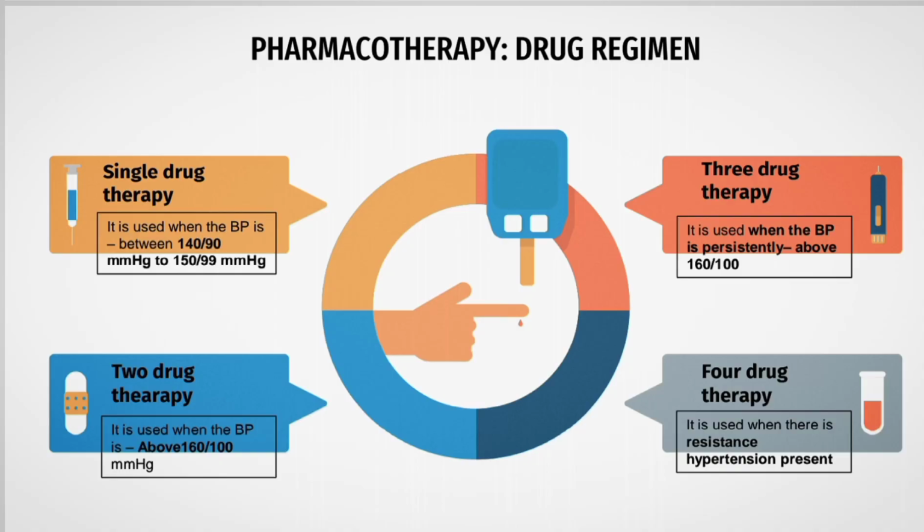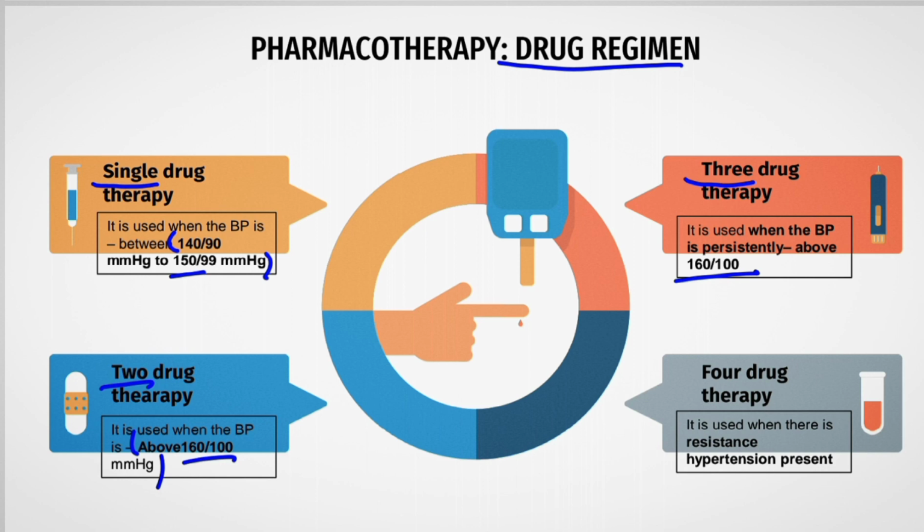So what is the drug regimen for treatment of hypertension? Whenever the BP is between 140 by 90 mmHg to 150 by 99 mmHg, then we should consider single drug therapy. If BP is above 160 by 100 mmHg, then we should consider two drug therapy. If the BP is persistently above 160 by 100 mmHg in spite of two drug therapy, then we should consider three drug therapy in such patients.